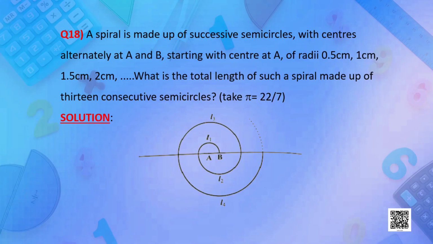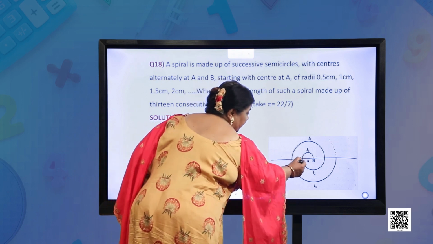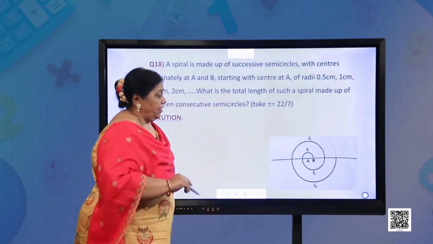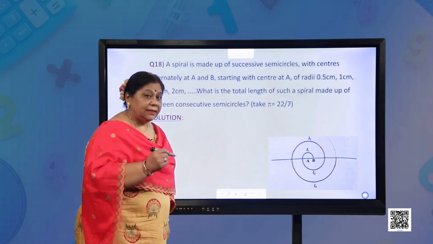Okay. Very interesting question. A spiral is made up of successive semicircles with centers alternately at A and B, starting with center A, of radii 0.5 centimeters, 1 centimeter, 1.5 centimeters, 2 centimeters, etc. What is the total length of such a spiral made up of 13 consecutive semicircles, where pi is equal to 22 upon 7? See students, you can see a semicircle here, another semicircle here, and this is the third one and fourth, and this way the spiral goes on with 13 semicircles.